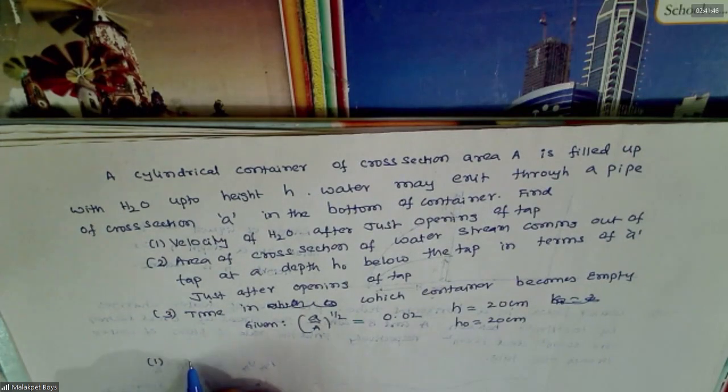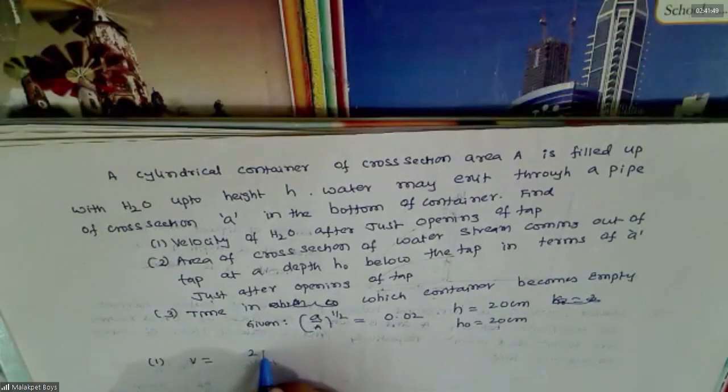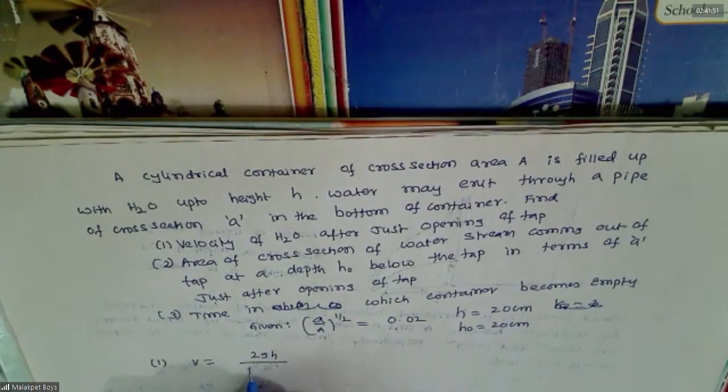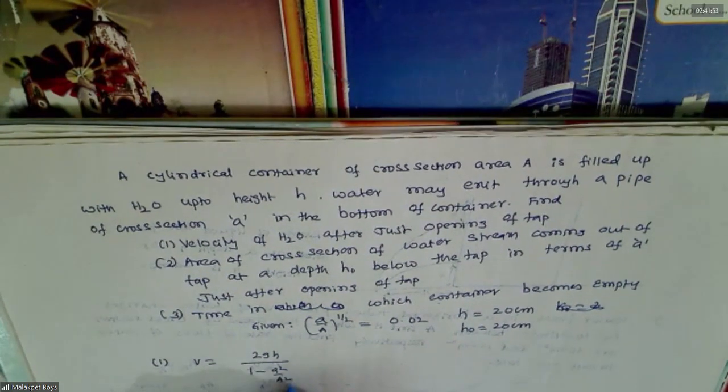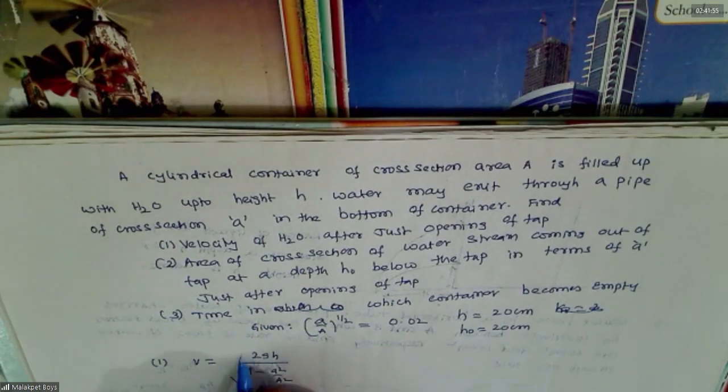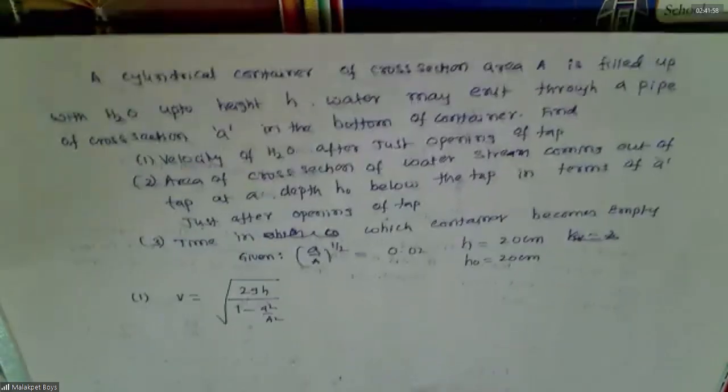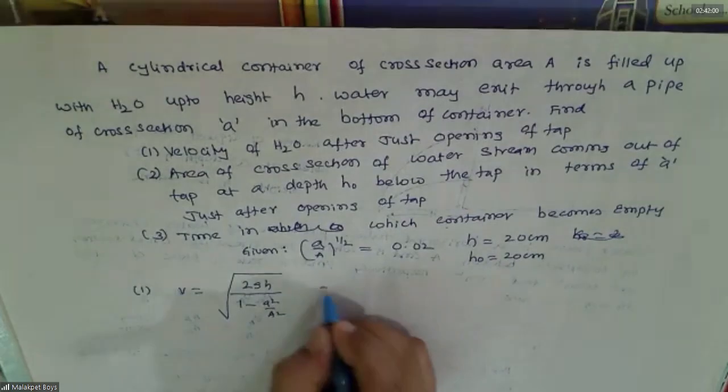First one. You have seen that actually, what is the velocity of efflux? 2gx/(1 - s²)/x. This is what we got now. Yes, sir.